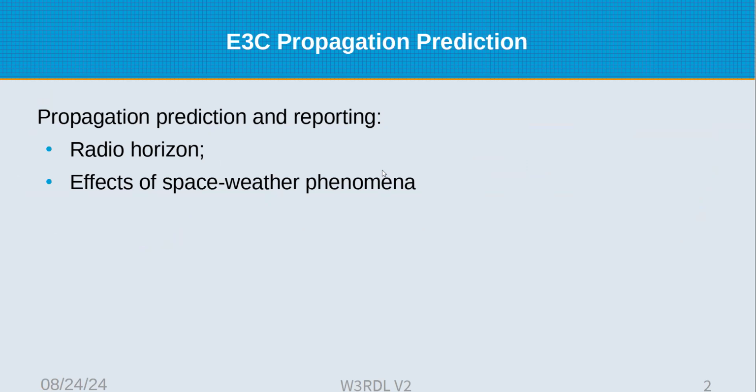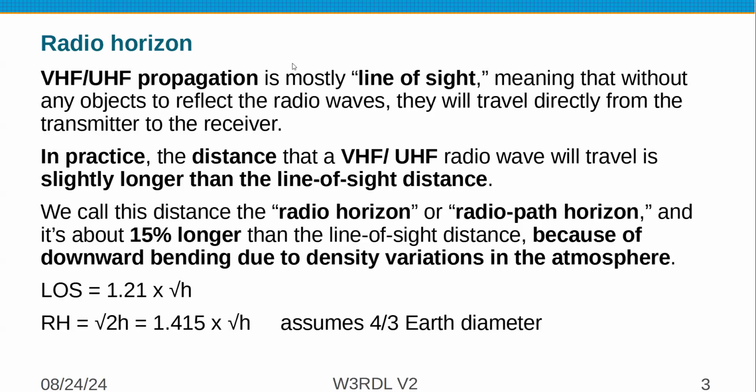We'll talk about the radio horizon and some of the space weather phenomena. When you're doing VHF, UHF, with handy talkies, repeaters, basically you're doing line of sight, assuming there's no buildings or mountains or whatever in between where you can possibly get reflections or knife edge diffraction and all that stuff you learned in the technician and the general classes.